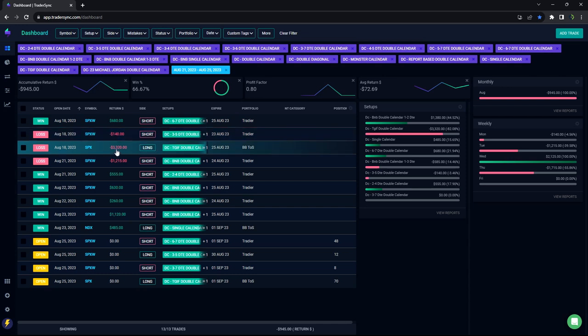TGIF minus 3,300. That was when we took off on Thursday. Unfortunately, had we held it a little bit later on Thursday when we had that big down move, that would have been a nice winner. But all you can do is what you know at the time. So we closed that out for loss.